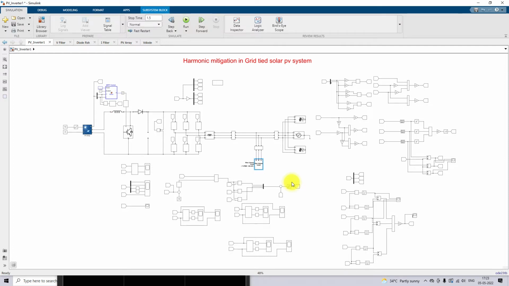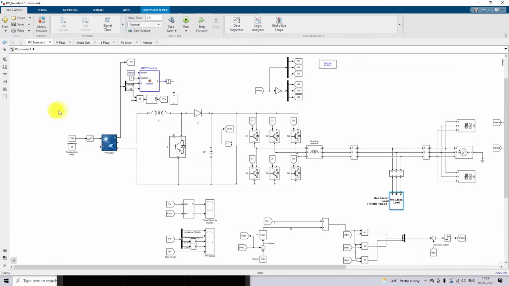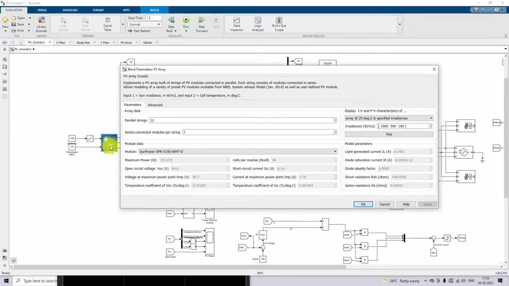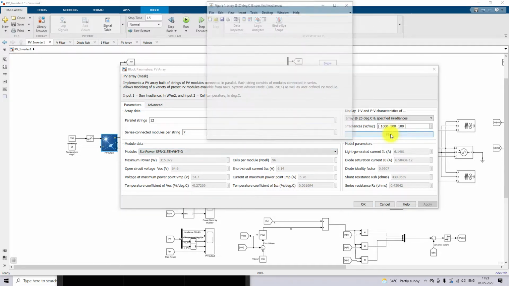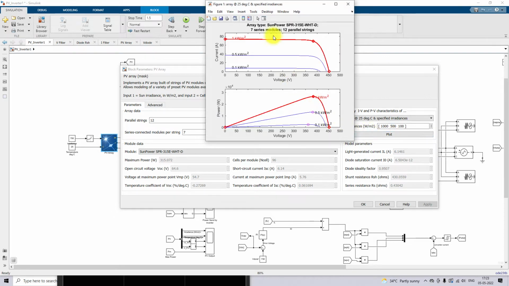So now I am going to explain the system. This system consists of a PV array. Here we have 7 series strings and 12 parallel strings. Each panel has a rating of 315 watts. The voltage at the maximum power point of each panel is 54.7 volts, and the current at the maximum power point is 5.76 amps.